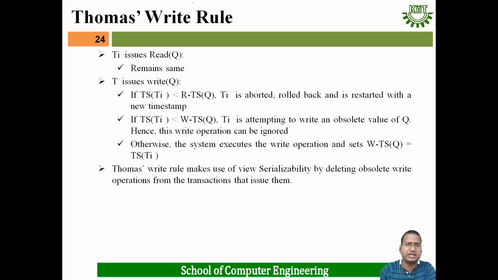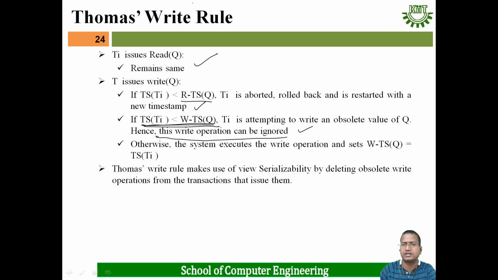When Ti issues a read of Q, the rule remains the same in both the timestamp ordering protocol and the Thomas Write rule. And if TS of Ti is less than the read timestamp of Q, Ti is aborted, rolled back and restarted with a new timestamp. This is also the same as the timestamp protocol. But whenever TS of Ti is less than the write timestamp of Q, Ti is attempting to write an obsolete value of Q, hence the write operation can be ignored.